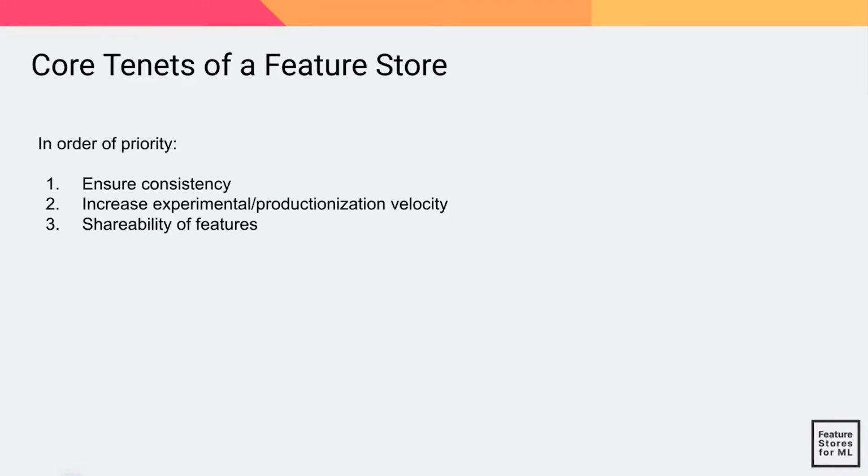Number two, I put increase experimental productionization velocity. It is a crucial thing for this product to enhance the speed of experimental cycles, and how fast you can move those experimental components up to production. Number three, shareability of features. Self-explanatory there.